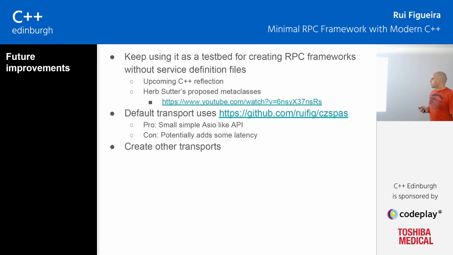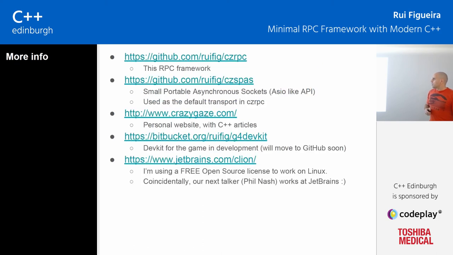The framework uses this transport. It's based on this transport. This is also a library I created. It's a really small library, just with an Asio-like interface. Very similar. It has the concept of a service, synchronous sockets, but it's just one header file. So it's way more limited than Asio, of course. Just one header file, Windows and Linux. Some links for my stuff, of course.